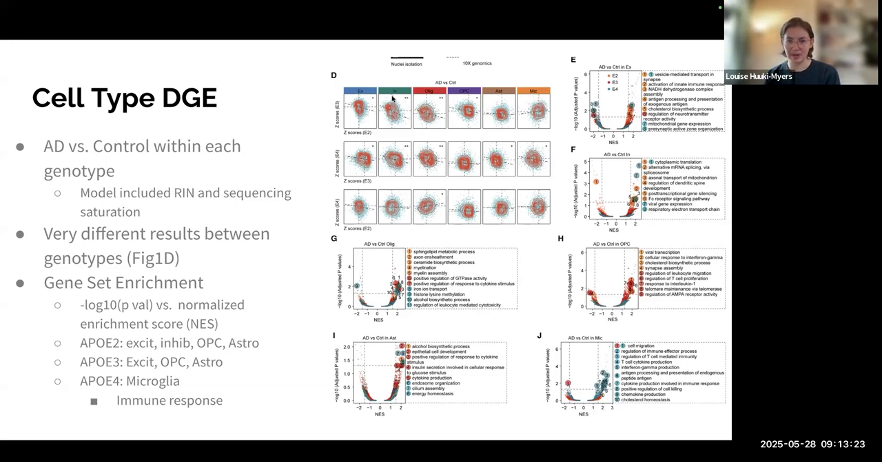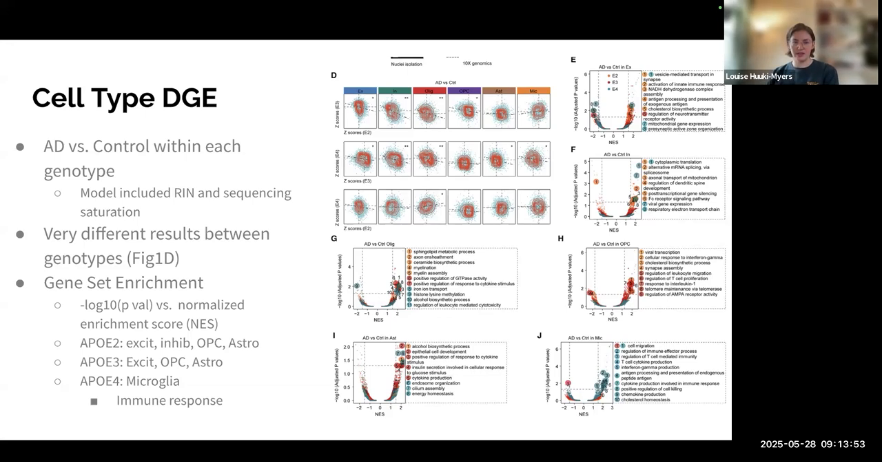We can see that these, like inhibitory, is significantly negative. So I think that's maybe not what I would have anticipated, but they found pretty different signal between the genotypes within these cell types. I think specifically pointing out that oligo E2 versus E4 is one of the only significantly positive correlations.